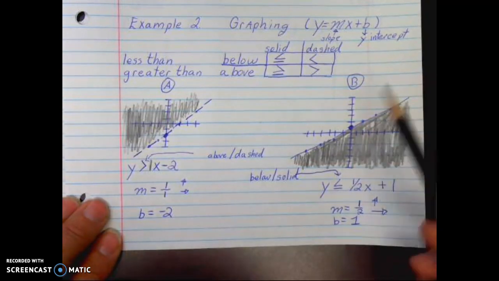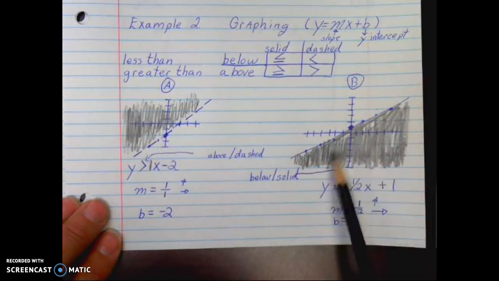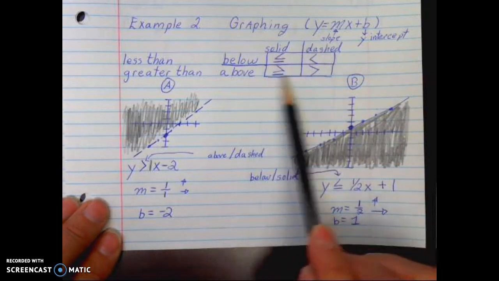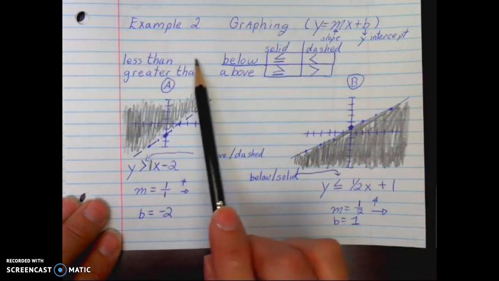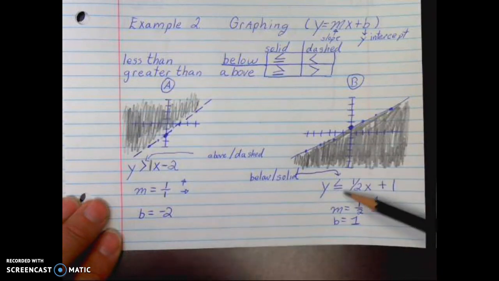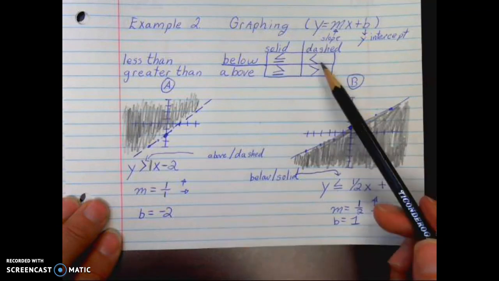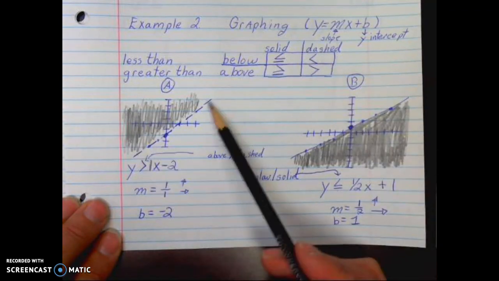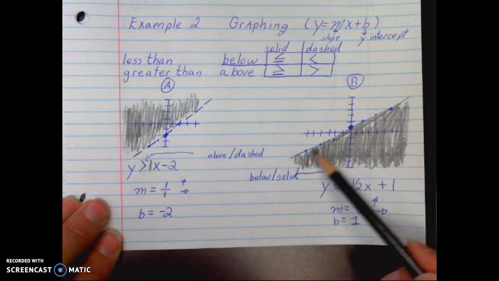But the biggest thing here is remembering the type of line and the type of shading. And this little box will always help you. Just remember, less than means you're going to shade below it. Greater than, above it. If it's a regular inequality, it's dashed. And if it has the equal to sign underneath it, it means it's a solid line.